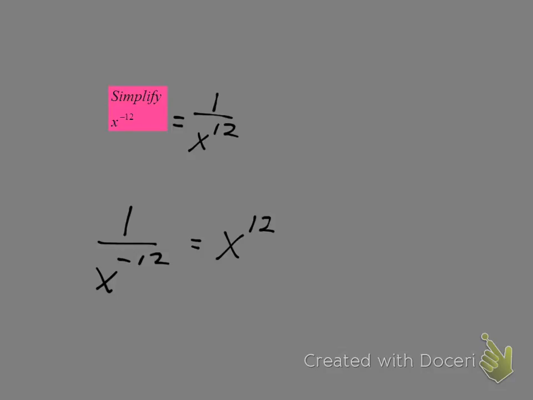Alright, if it's not a fraction to start with, like this one wasn't, you make it 1. And then whatever side of the equation it's on, move it to the other and make it positive. That's it.